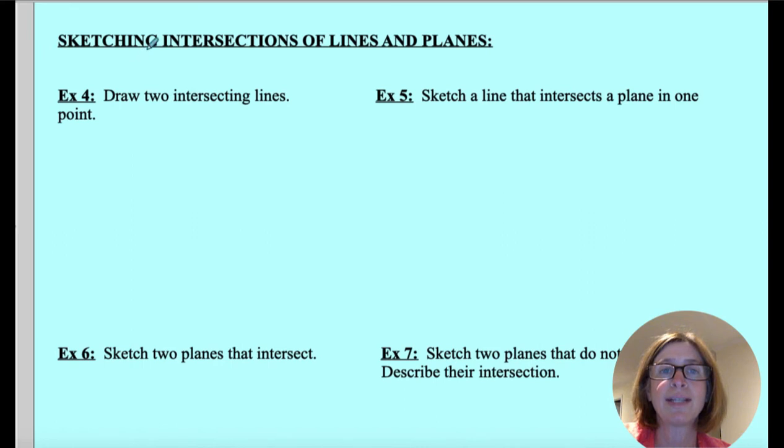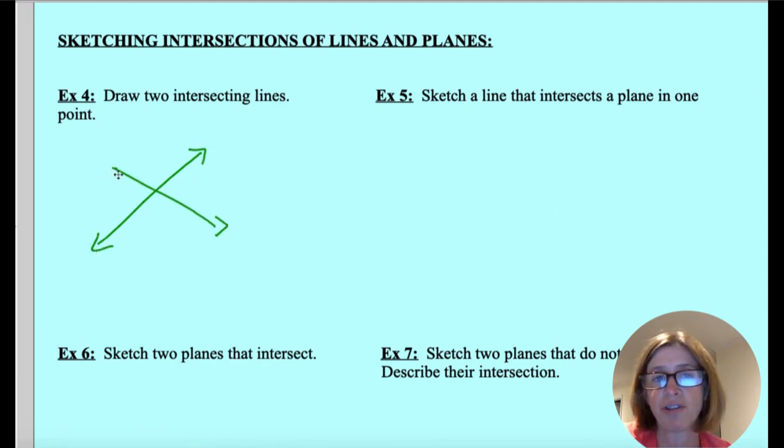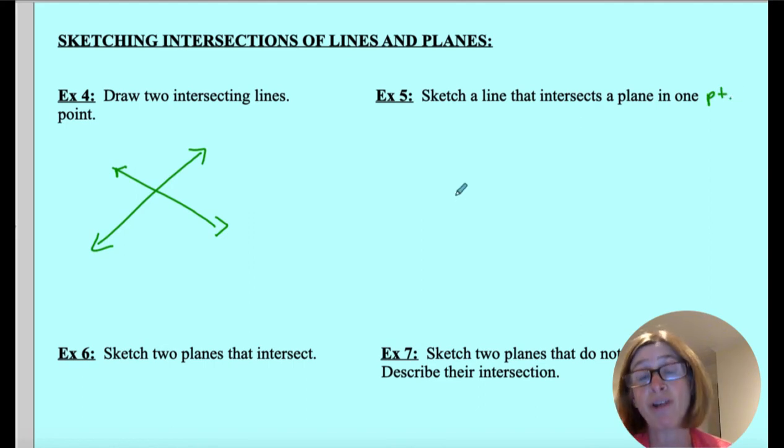I'm going to review sketching intersections of lines and planes. We are going to have to learn how to sketch figures. So if I want to draw two intersecting lines at a point, I can just draw two intersecting lines. If I want to sketch a line that intersects a plane in one point, okay, that can be harder.